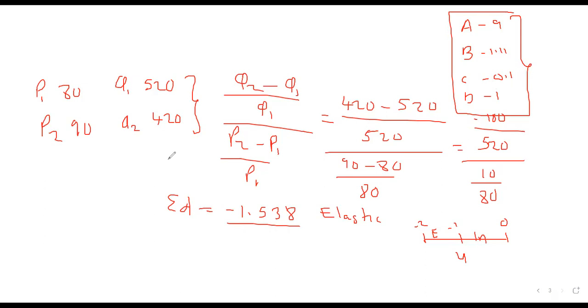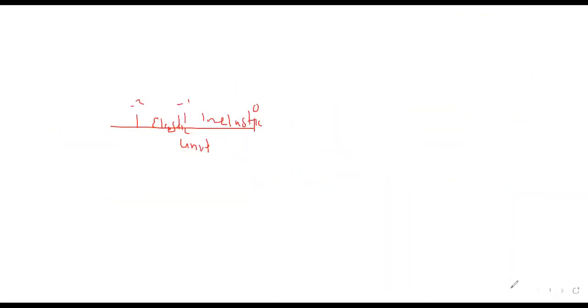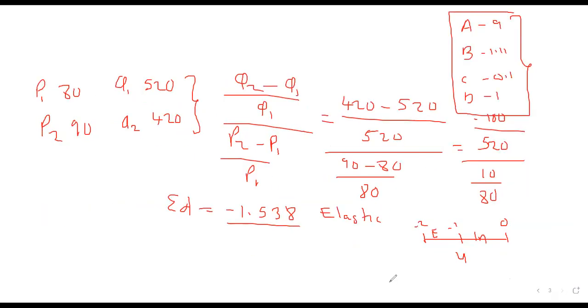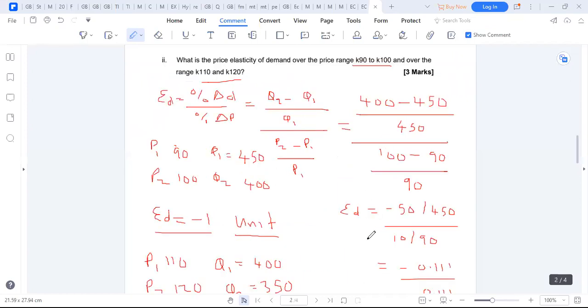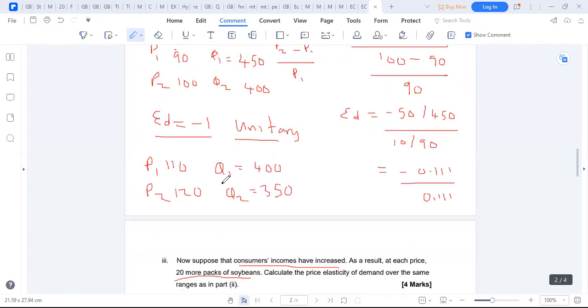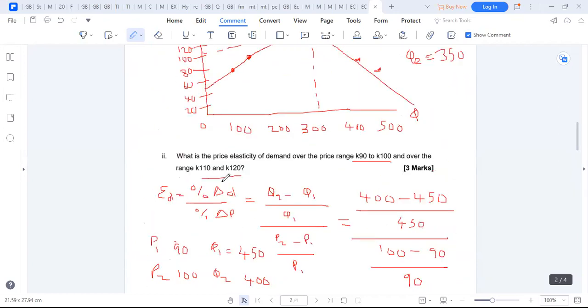Remember this part here, initially we had calculated it before the increase by 20. That is before the 20, our elasticity of demand was -1, it was unitary. But after the 20, it has become elastic. We've calculated the ranges that we calculated at first.